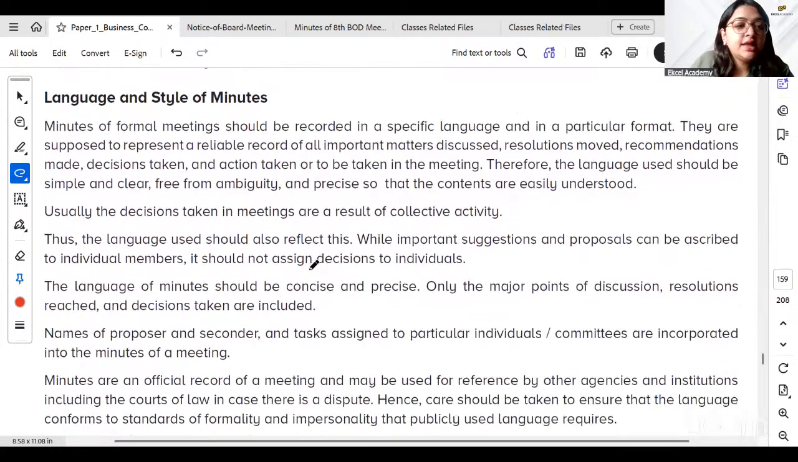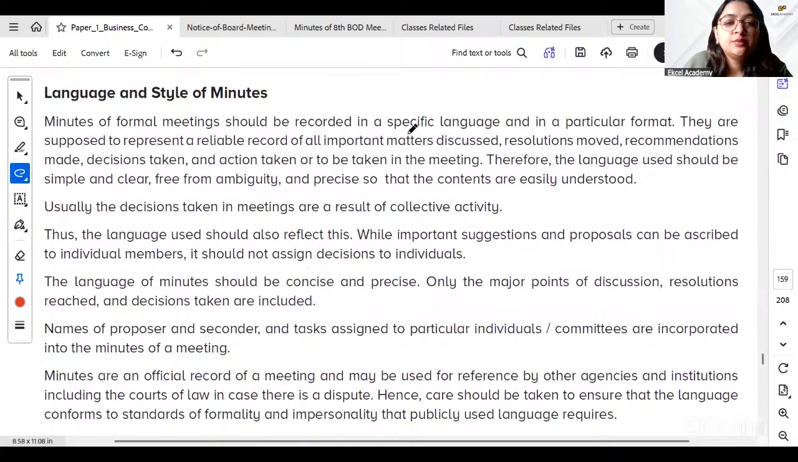Now, what is the language and style that we're talking about? It should be in a specific language, a particular format, right? Then what should the language be? It should be simple and clear, free from ambiguity and precise, right? Then usually the decisions taken are a result of your collective activity, right? You do not assign the decision to a particular person, but you represent it as a collective, right? The language used should also reflect this, and the language should be concise and precise.